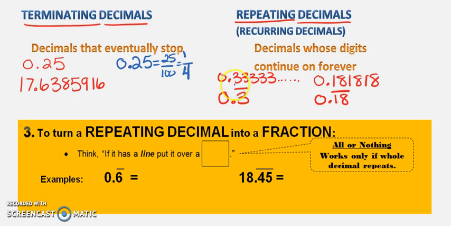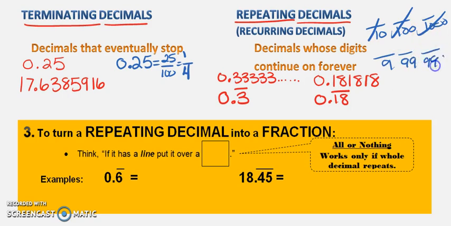Now, repeating decimals are not going to be out of 10 or 100 or 1,000. Instead, it's going to be out of 9 or 99 or 999. Okay? So here's our little rule. If it has a line, put it over a 9. So 3 has a line, it gets a 9.